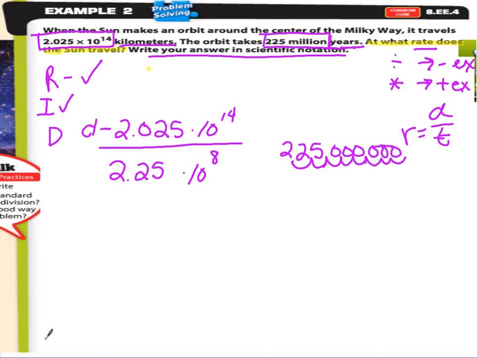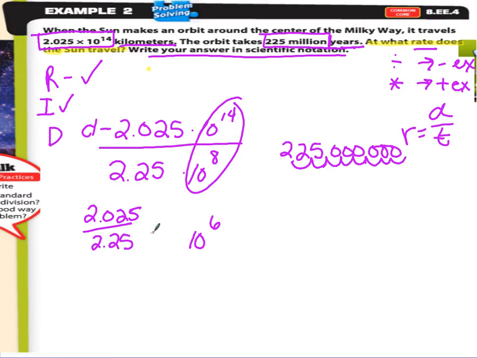So now, since my bases are the same and I'm dividing, I can do 14 minus 8, and I know that gives me 6. So I get 10 to the 6th power. And then all I have to do is divide 2.25 by 2.25 times 10 to the 6th power. When I do that division, and I'm not going to do the long division right now, I'm going to do the division in the calculator, I get 0.9 times 10 to the 6th power.